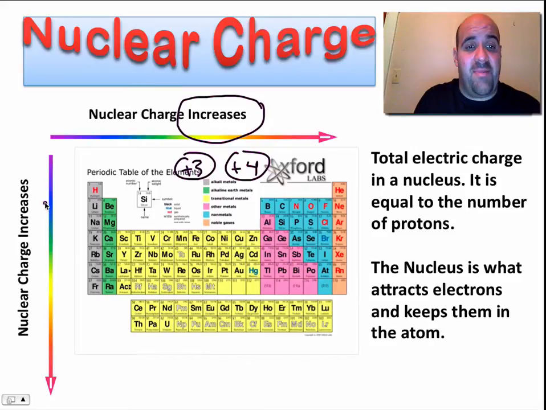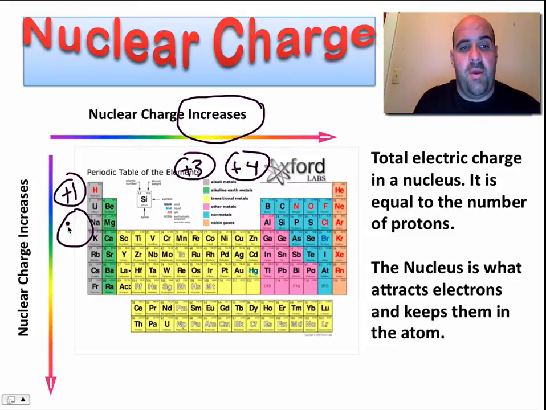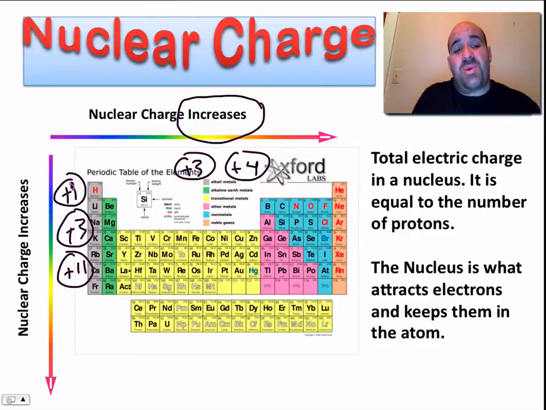Likewise, as we go down the periodic table, we go from hydrogen, which has just +1, to lithium with a +3, then sodium, +11, and so on. The pull of the nucleus is also getting stronger as we go down this way. So nuclear charge does increase both ways in the periodic table. If you're going down or across, the pull of the nucleus towards electrons is getting stronger and stronger.